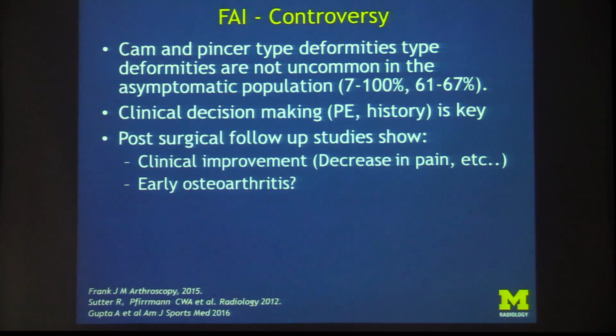Now I have to say a few words about the controversy as it relates to FAI. We have cam and pincer type morphology or abnormality in asymptomatic individuals as well. It is important to operate only on those based on clinical decision making, physical exam, and history. And when you look at post-surgical follow-up studies, they indicate clinical improvement in these patients, pain relief, patient satisfaction. The jury is still out regarding the impact on early osteoarthritis.